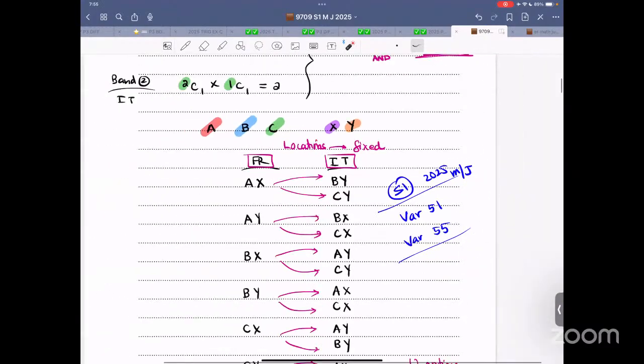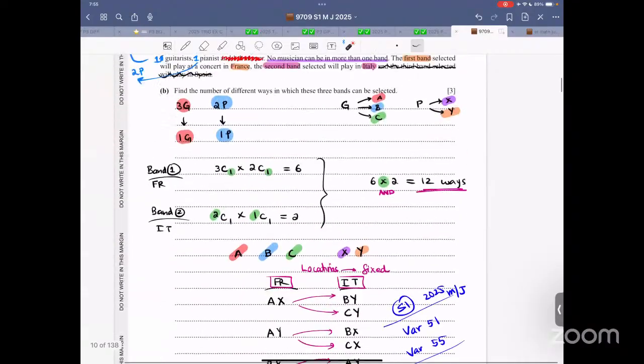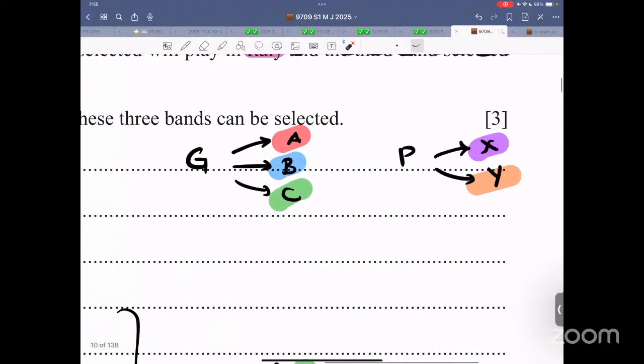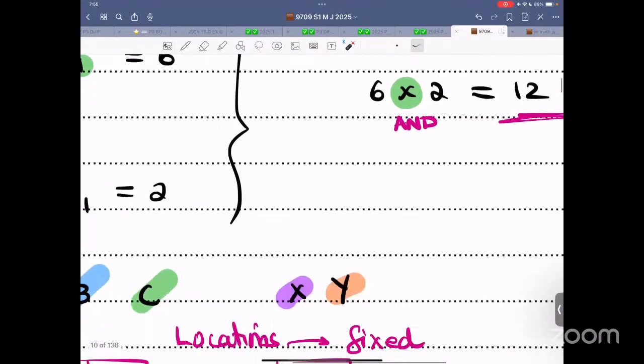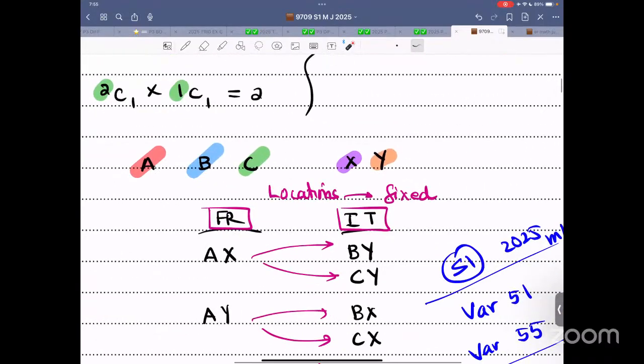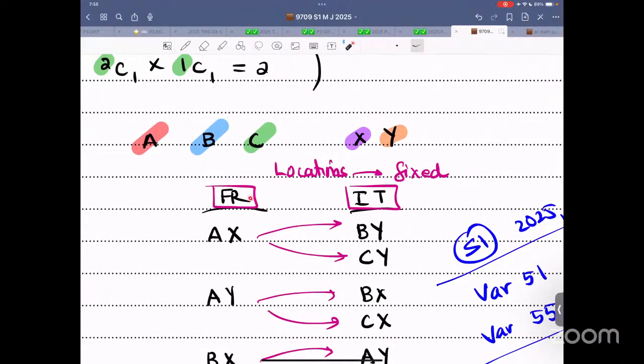So 6 into 2 is 12. And then what have I done over here? I am trying to make you understand with exact things also. Let the 3 guitarists be A, B, and C, and the 2 pianists be X and Y. What are the different possibilities? Locations are fixed. In France, let's say A is there, and X is there. If A and X are chosen, we are left with B and C and only Y. So 2 options: BY, CY.